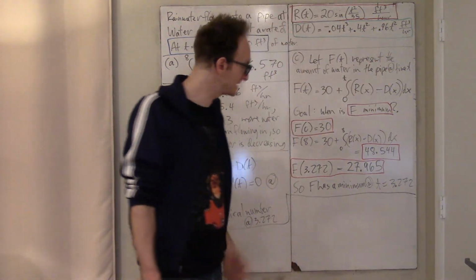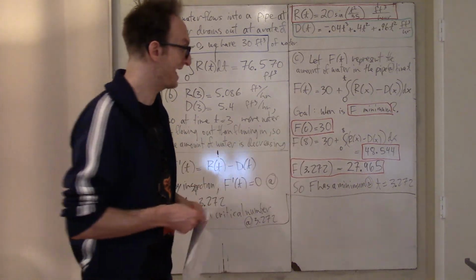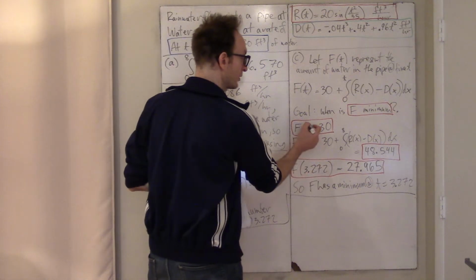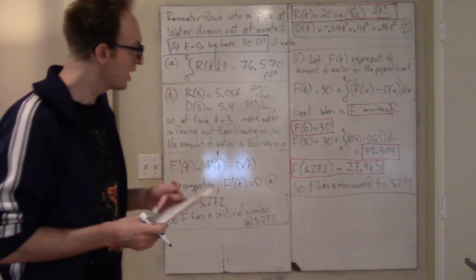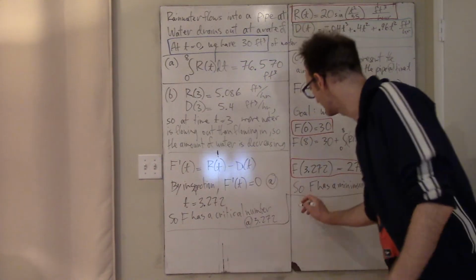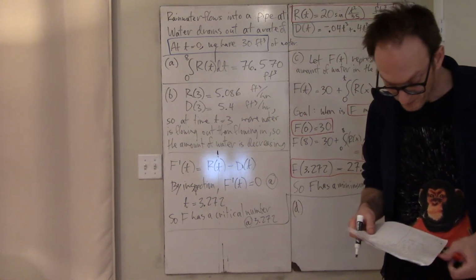So perhaps it's just easier to kind of mindlessly check the endpoints every time, and also check the value for the critical numbers and just see which one is smallest. Okay, good. This is actually kind of, I don't want to say easy, but it's kind of easy. Here we go, part D.